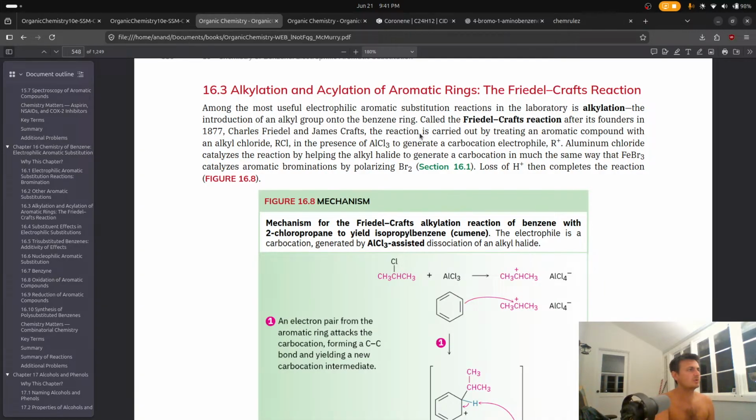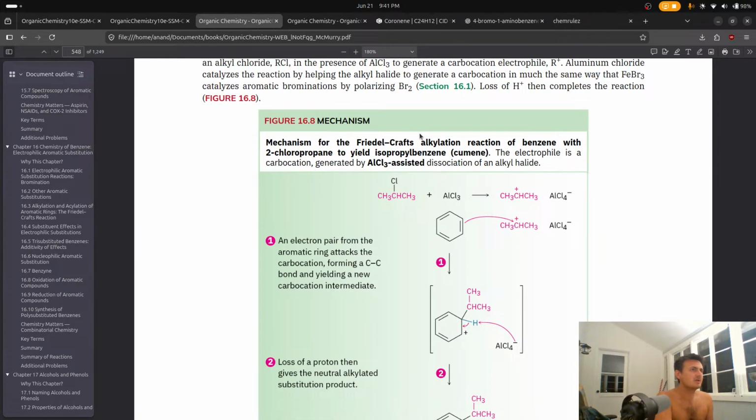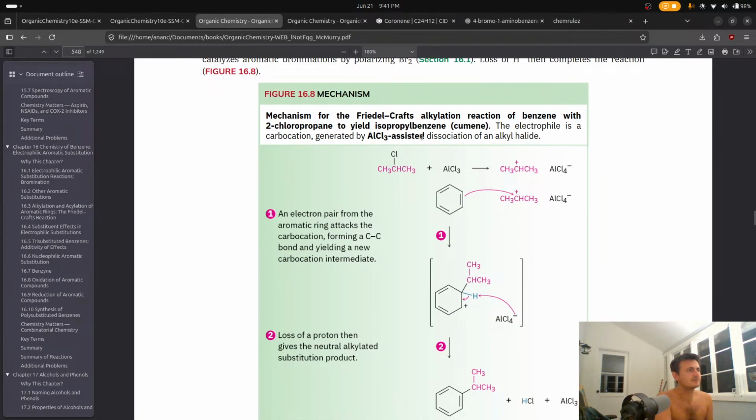To generate a carbocation electrophile, R+. The aluminum chloride catalyzes the reaction by helping the alkyl halide to generate a carbocation in much the same way. It also kind of reminds me of a Grignard. The loss of H+ then completes the reaction.